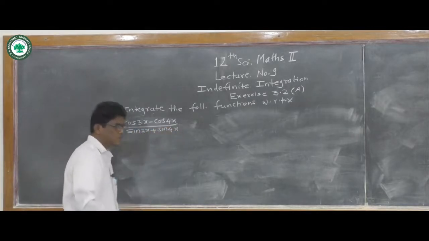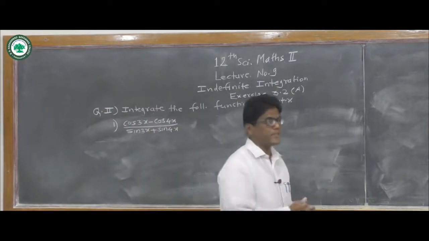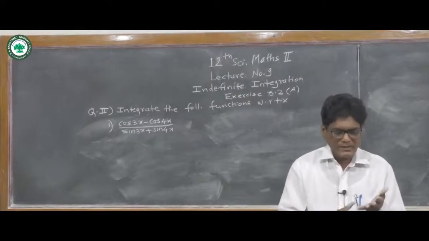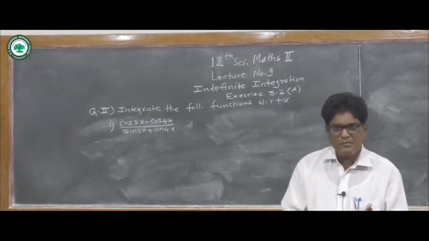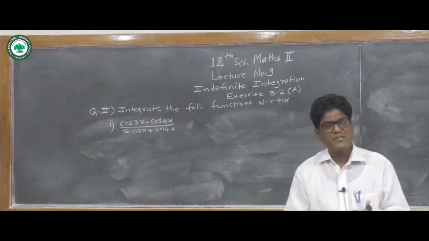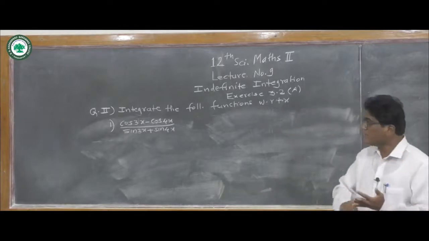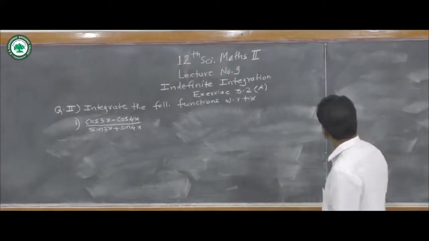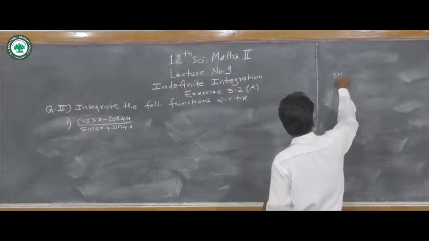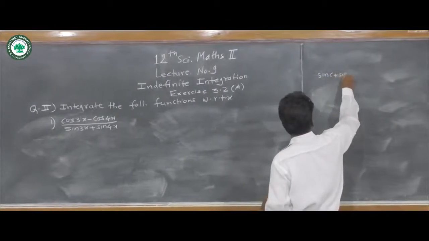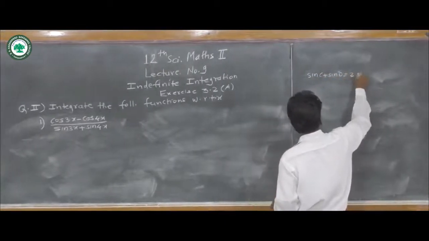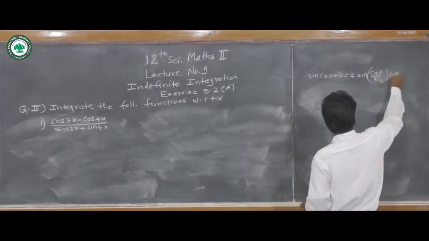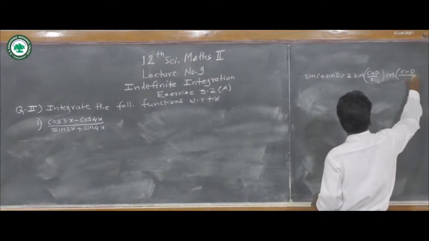Now we must know the formulae of trigonometric functions. These are the trigonometry problems. We must know what is sin c plus sin d, what is sin c minus sin d, cos c plus cos d, and cos c minus cos d. Then only can we solve such type of problem. So remember the formulas. The first one is sin c plus sin d, that is equal to 2 times sin of c plus d divided by 2 into cos of c minus d divided by 2.